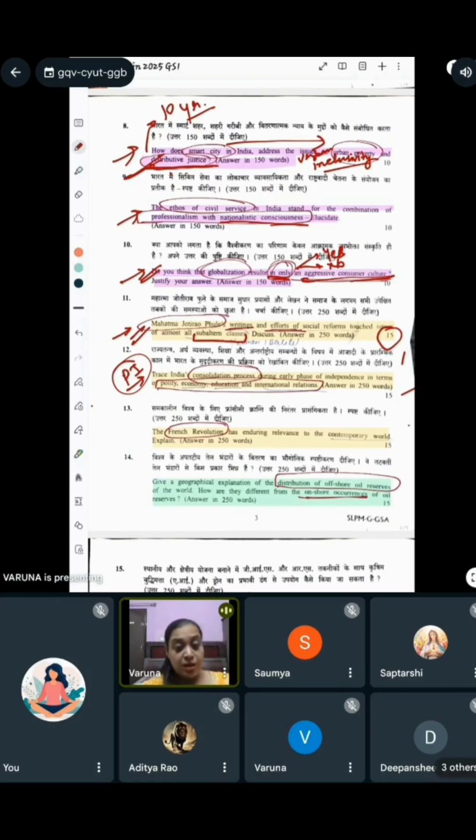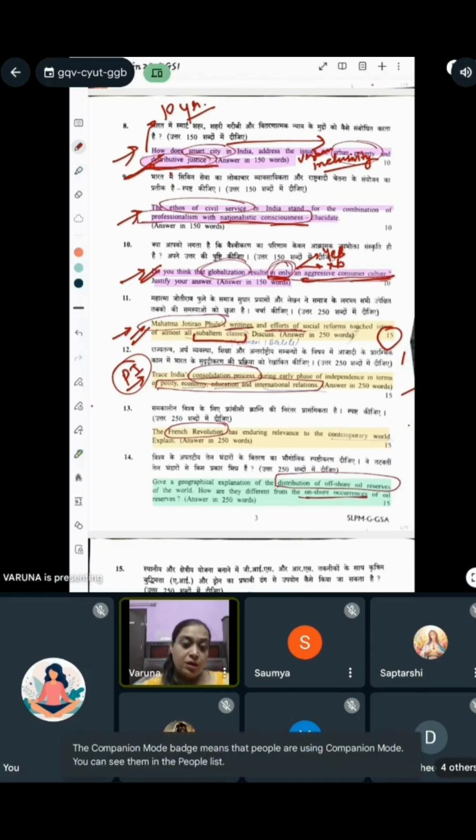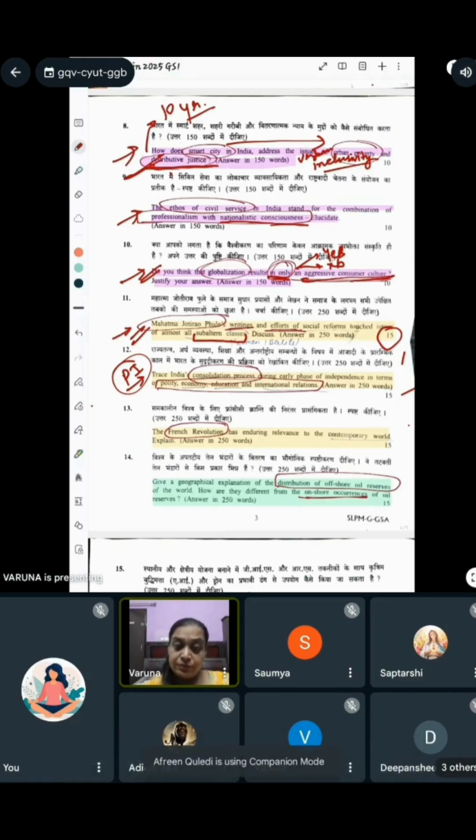It is a 15 marker, a very important question, has been asked previously, but this year the tricky part became the specification related to the dimensions in the question, right?